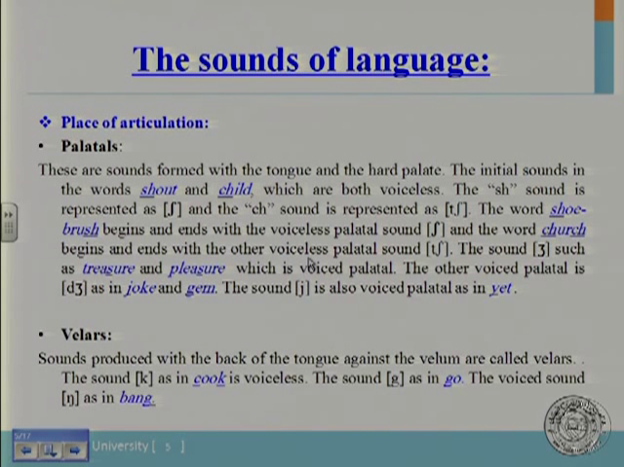And finally, we have the voiced sound that is ng. We can feel that the back part of the tongue touches the area which is called the velum, and the result is ng, as in bang.